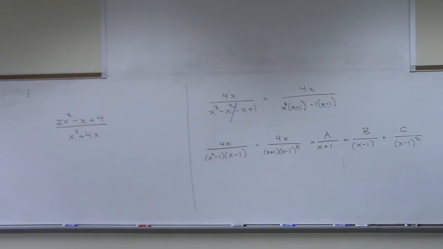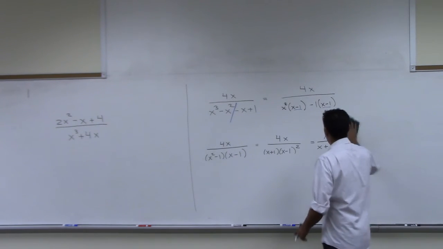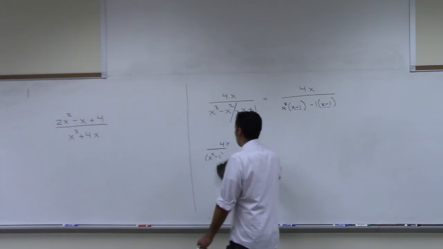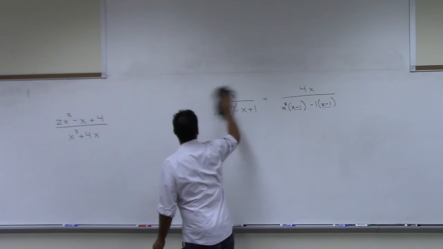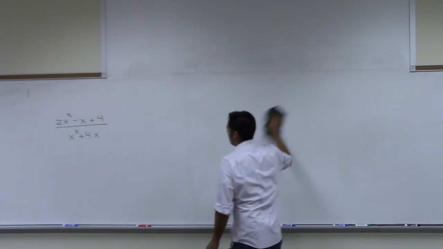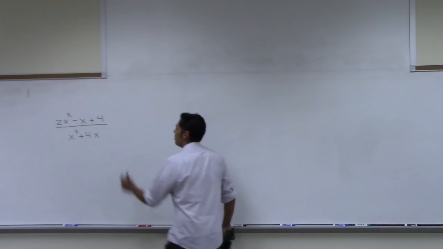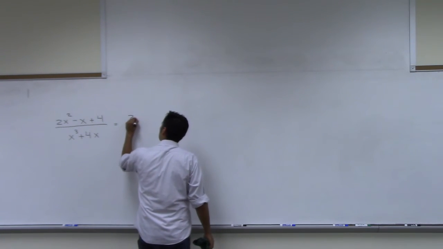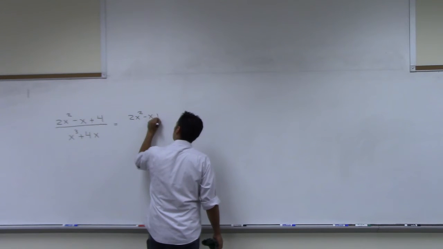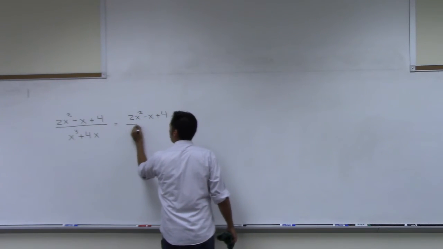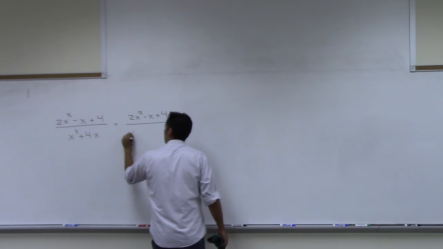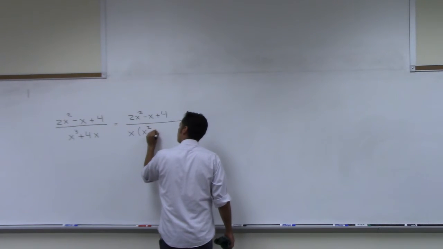Do I need to do long division? I do not need long division because I have a power on the bottom that's bigger than the top, so I can keep going. Can you factor the denominator? Yes? Okay, so we have 2x squared minus x plus 4. You can pull a GCF out. That's about it, right? You get x and then x squared plus 4.